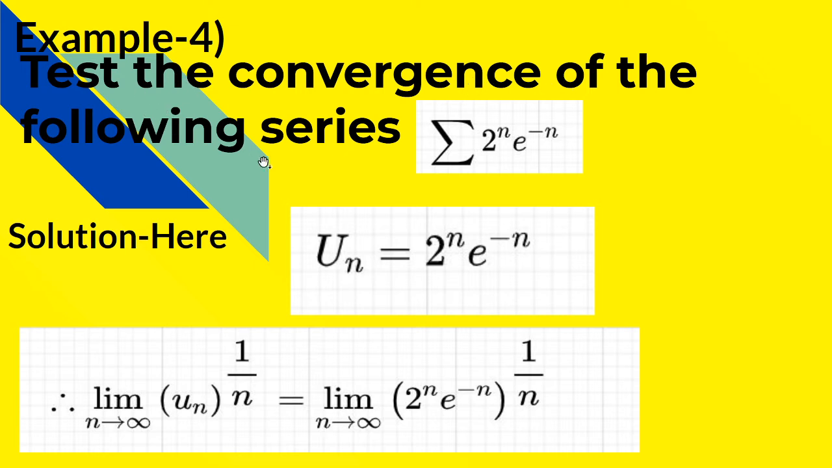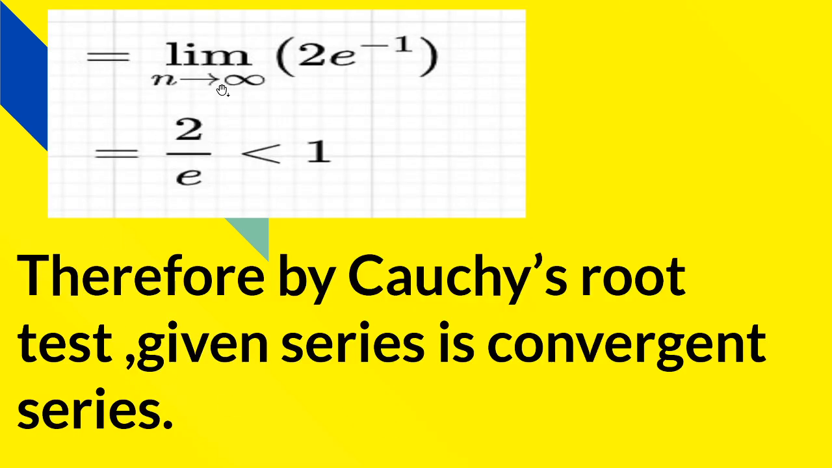Test the convergence of the series summation 2 raised to n into e raised to minus n. Here un is equal to 2 raised to n into e raised to minus n. Consider limit n tends to infinity un raised to 1 upon n. Therefore, limit n tends to infinity (2 raised to n into e raised to minus n) raised to 1 upon n will be equal to limit n tends to infinity 2 into e raised to minus 1, that is 2 upon e.